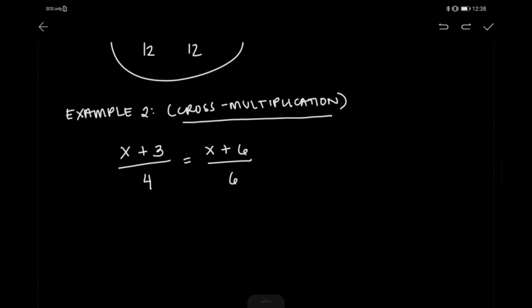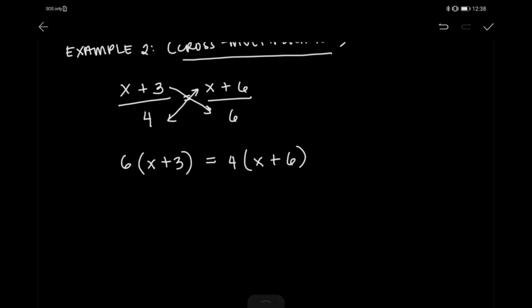So this one, x plus 3 multiplied to 6. So we have here 6 times x plus 3. And this one, 4 multiplied to x plus 6. So equal sign, then 4 times x plus 6. This time, we have to use the distributive property. So we multiply 6 times x. This is 6x. 6 times 3, we know this is equal to positive 18.